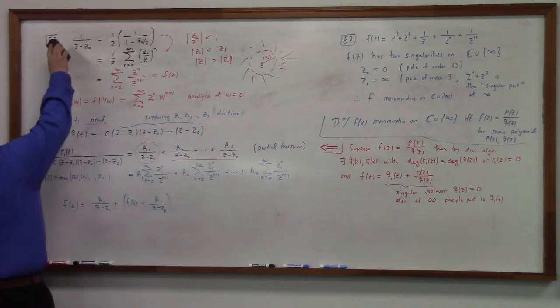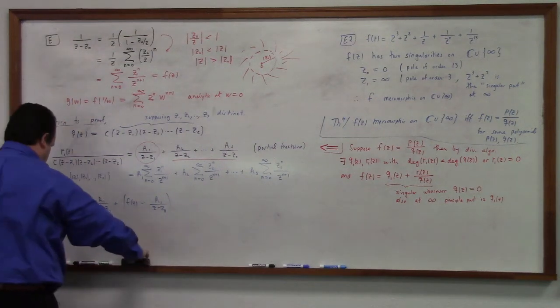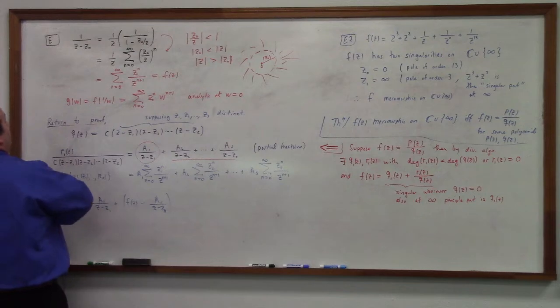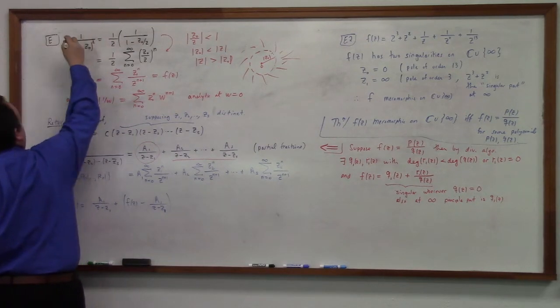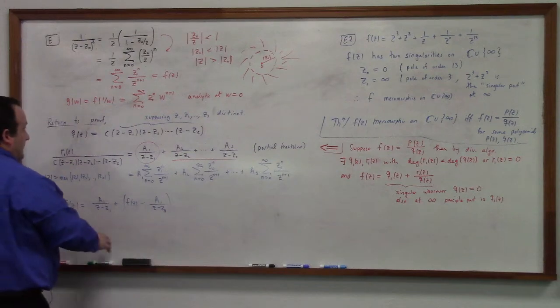So let's look at example 4. How do you deal with z minus z naught squared? What's that?